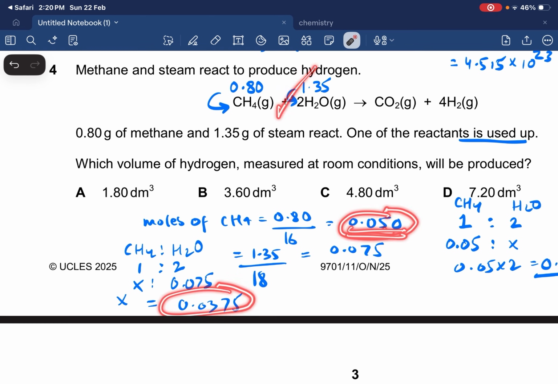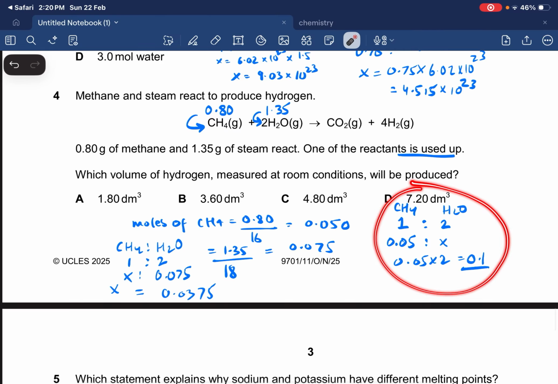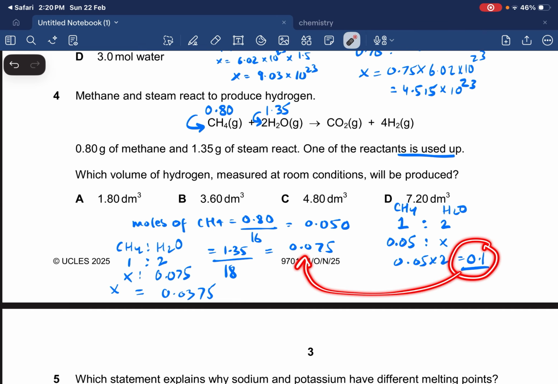You can check it for yourself. Over here, I've shown you in terms of your water that you're going to require 0.1 mole of water, but you have less water. And over here, I've shown you that you're going to require 0.0375 moles of methane, but you have more of methane.